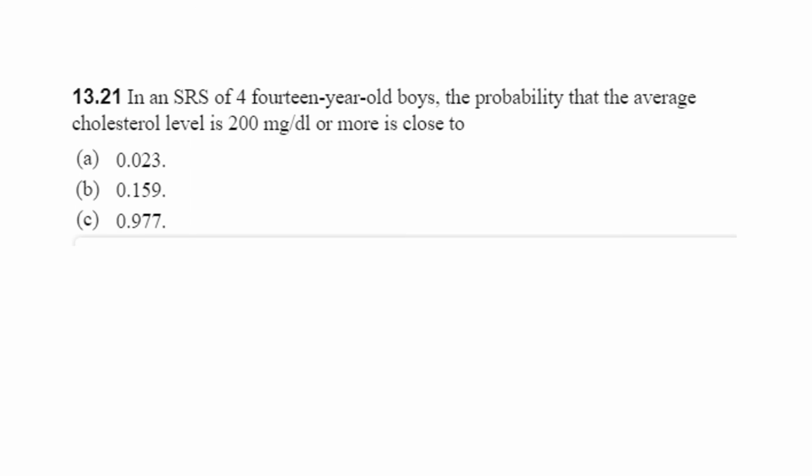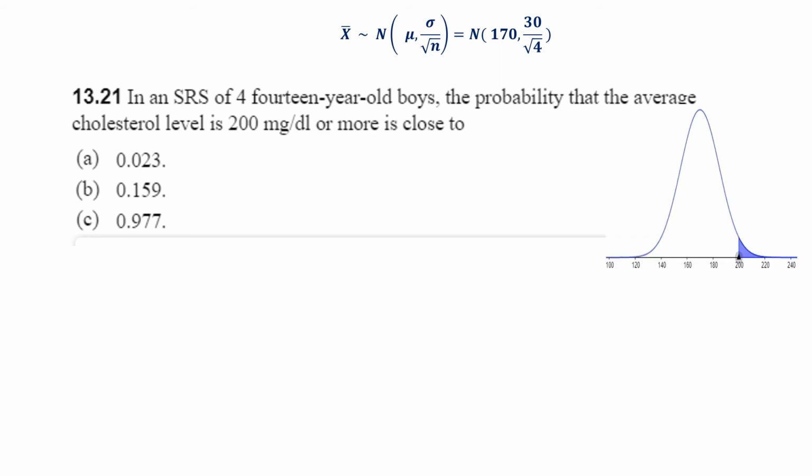In the next question, for the same data, you are asked to find the probability that the average cholesterol level, not the cholesterol level, but the average cholesterol level, is 200 or more. That is, you have to take the sampling distribution, not the ordinary distribution, because it talks about the average cholesterol level. So it is N(170, 30 by square root 4), which is a peak curve. 200 and more than 200, that is 200 and above, so that is the shaded region.